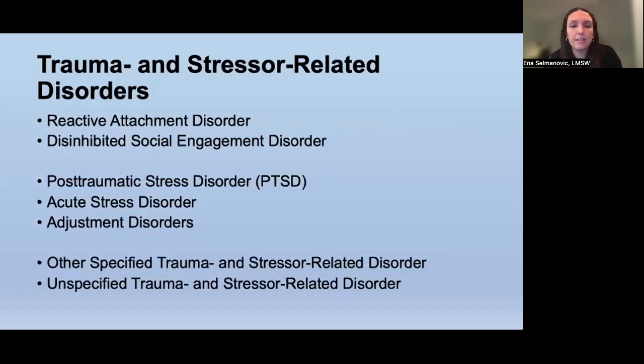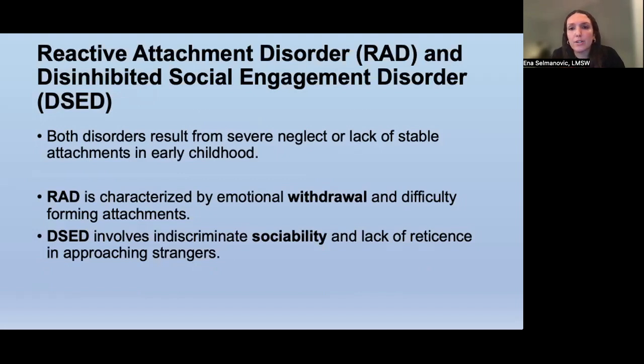So here on the slide is a list of all of the disorders in this section of the DSM, and I've broken them into three little parts because I find that's the easiest way to think about them. So let's just look at these first two here. We'll go through these two first. And as with other sections of the DSM, these are disorders that are typically diagnosed earlier in the lifespan. So, reactive attachment disorder, otherwise known as RAD, and disinhibited social engagement disorder, DSED. Both of these disorders result from severe neglect or lack of stable attachments in early childhood. We'll talk about them both more in depth, but it's useful to understand them together.